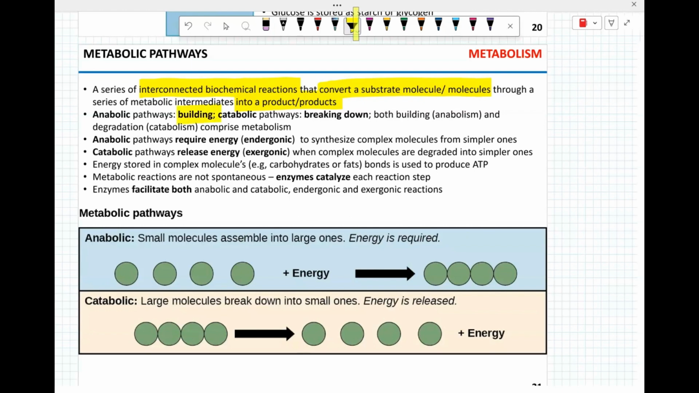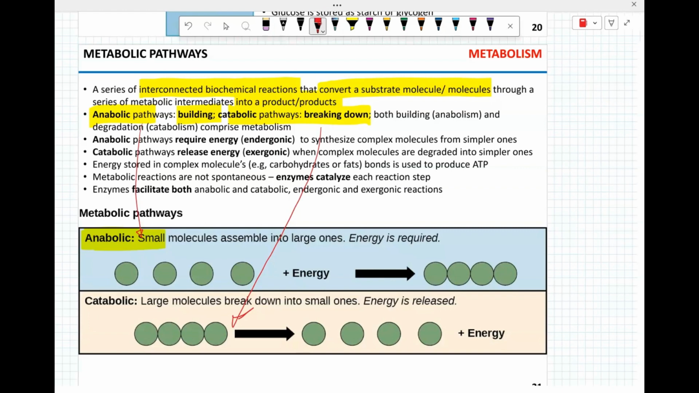Pathways that build complex molecules, like the one on the bottom, are called anabolic. Pathways that break down complex molecules are called catabolic. Metabolism essentially consists of anabolic and catabolic pathways.